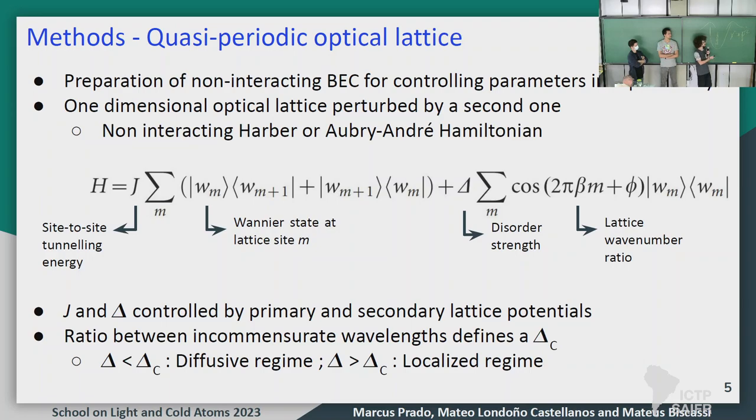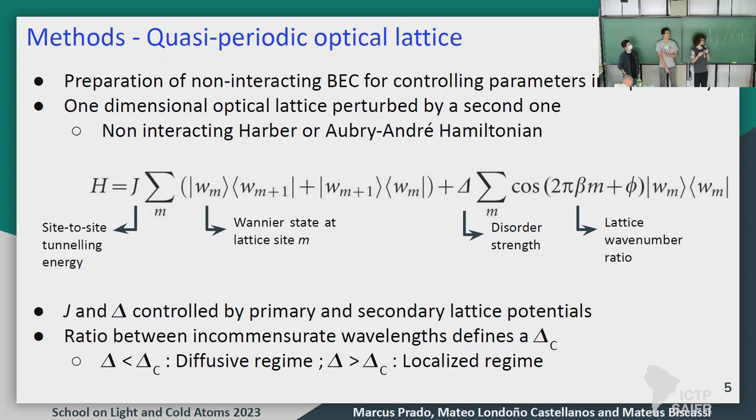And then the terms on the Hamiltonian, the bras and kets, are the states in each one of the sites of your optical lattice. Then the parameter J is the site-to-site tunneling energy that depends mainly on the primary lattice potential. The parameter delta is the disorder strength that depends on the second lattice potential. And then the parameter beta is very important in this study because it is the ratio between the first laser light and the second one.